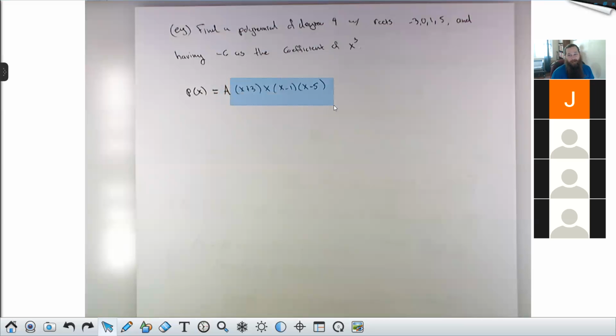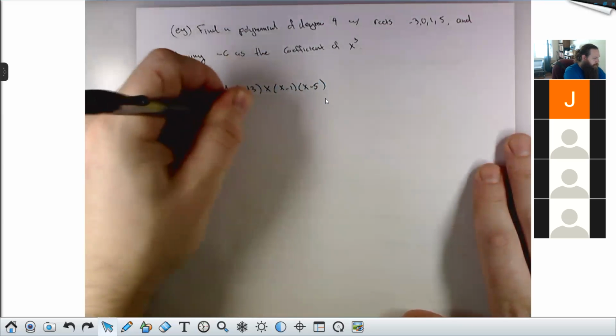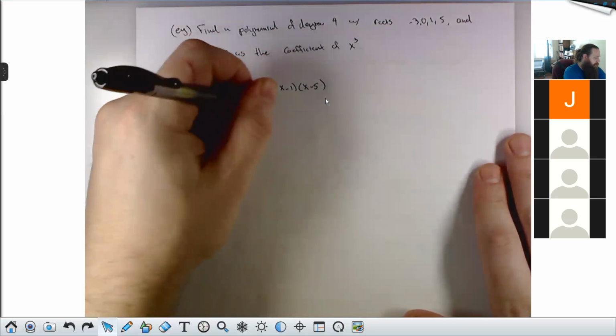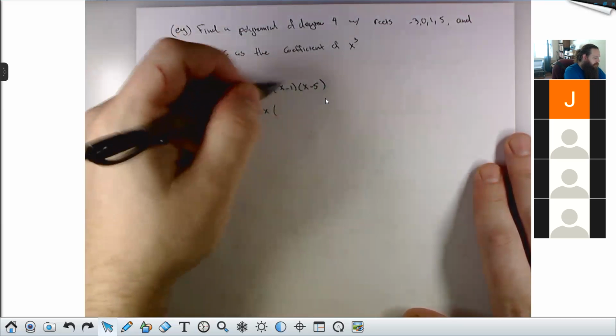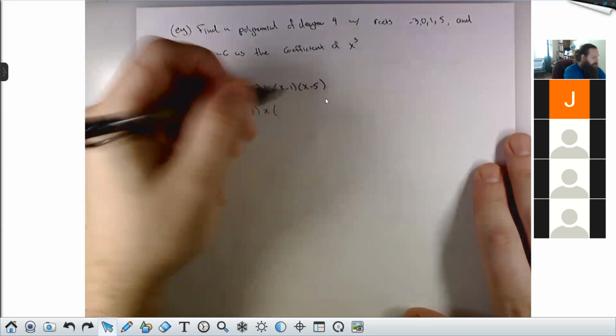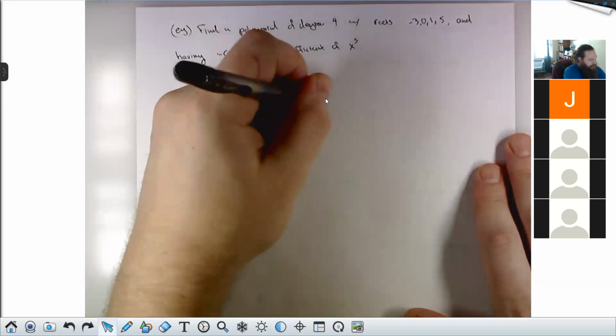Next, I need to multiply all this out, which is a bit of a headache, but we're going to do it. So I'll go right to left. We're going to FOIL these. This is a times x plus 3 times x times, if I FOIL this, x squared minus x minus 5x plus 5. So that's x squared minus 6x plus 5.